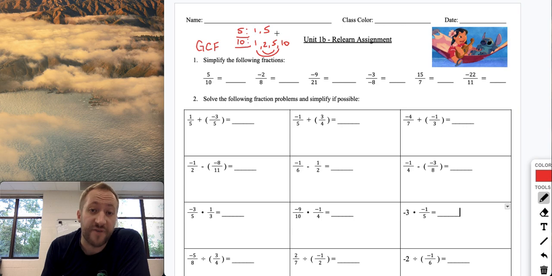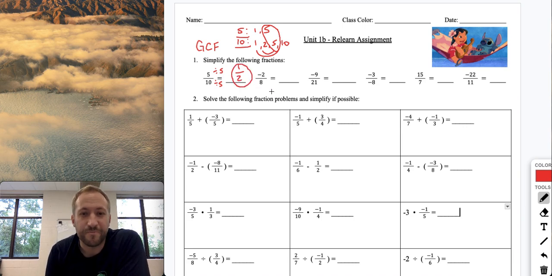So the greatest common factor here would be 5. It's the number they have in common, the largest number they have in common. So I'm going to divide by 5, divide by 5, and end up with 1/2. That's it. Let's look at the next one.